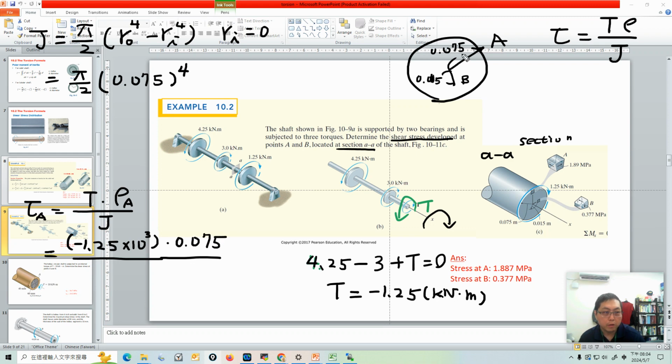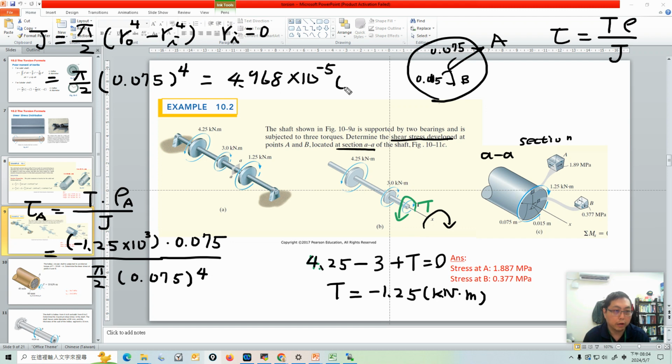0.075 meter, and the J is pi over 2 times 0.075 to the power 4. So what's the J? Here is my notes. My J is 4.968 times 10 to the power minus 5, and it's m to the power 4.